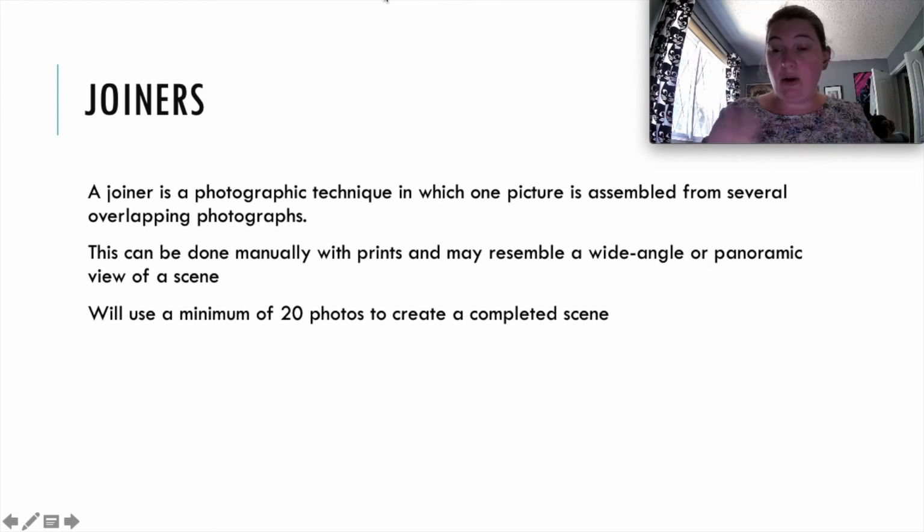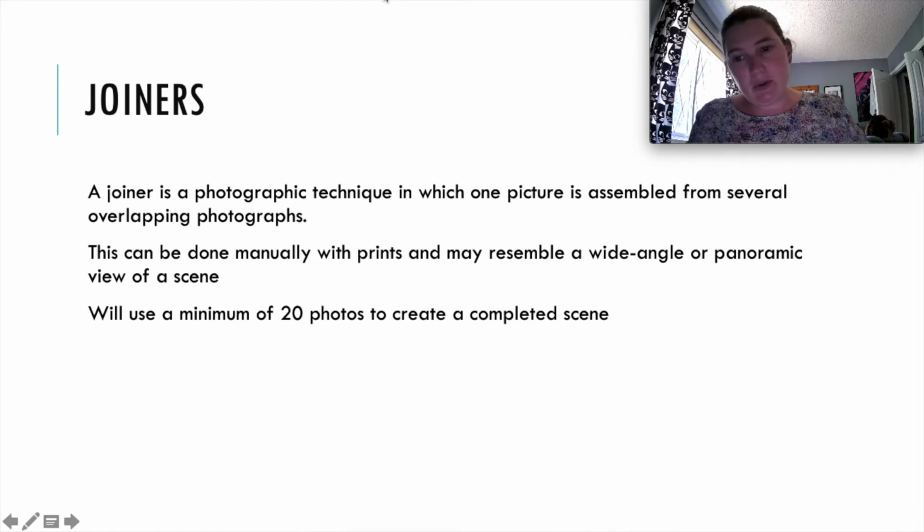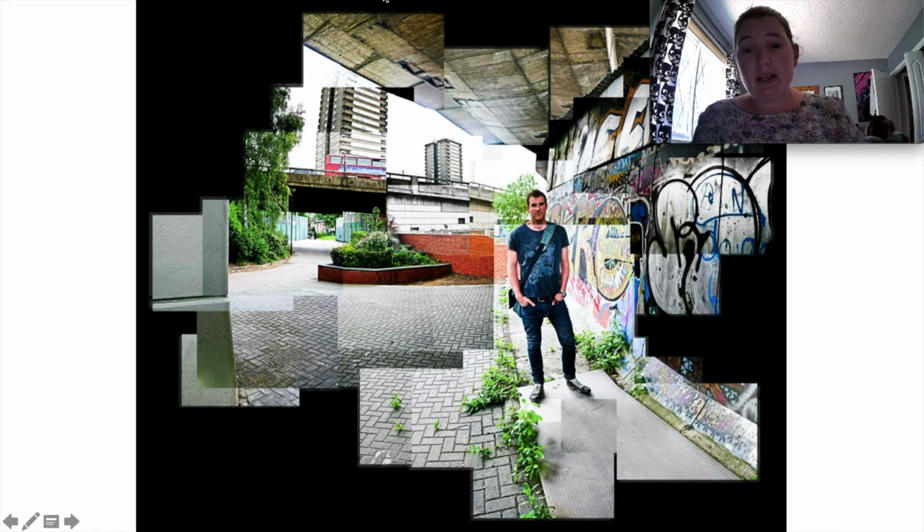Or you can do it, if you have access to another photo manipulation software for free. Pixlr, I do not believe will do it. It's a free software, but I don't believe it'll do that joiner. But if you find one and you want to use it, you can, or you can physically do the joiner, like I talked about. Some examples, this is a joiner.